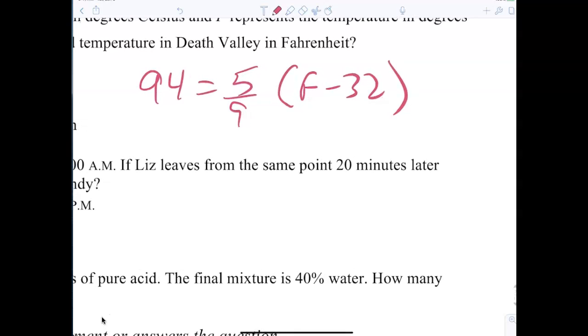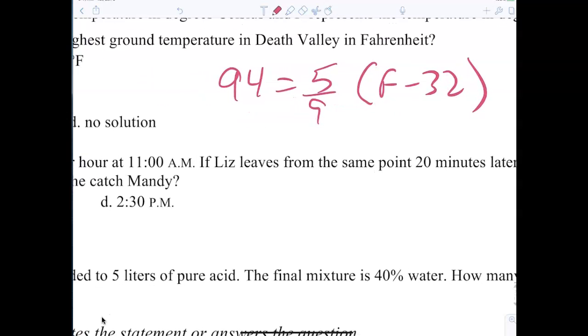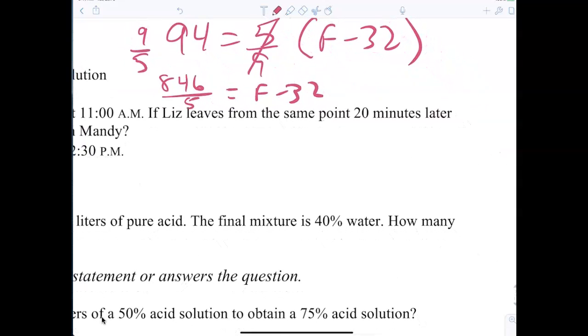Now, once again, instead of distributing, I'm going to multiply by the reciprocal. When I multiply by the reciprocal, that'll be what? 9 over 5. So everybody with me on that? So that cancels. And then that's going to be, what is that? 846 over 5, I believe, is equal to F minus 32. And now you just add 32. So somebody take your calculator. Let's do that. 169.2 plus 32.